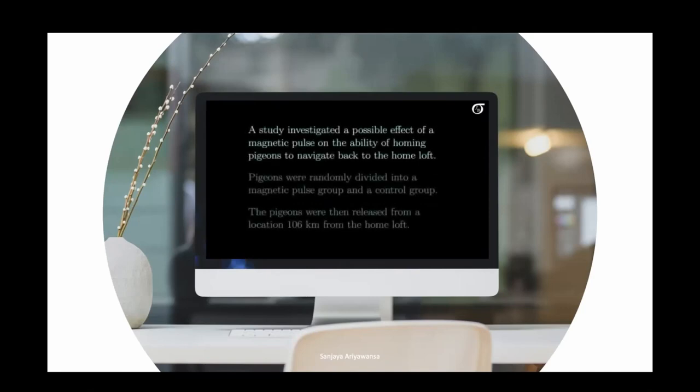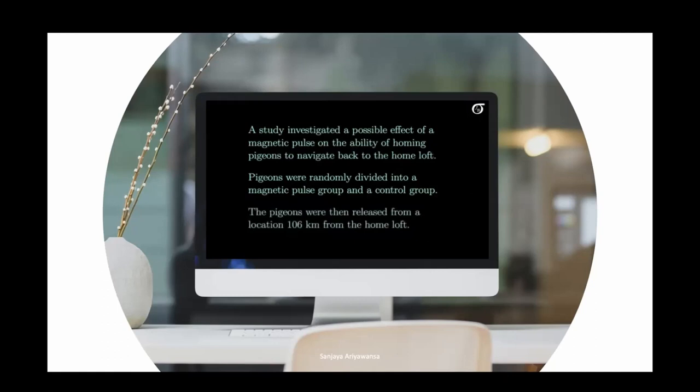A study investigated a possible effect of a magnetic pulse on the ability of homing pigeons to navigate back to the home loft. In the experiment, pigeons were randomly divided into a magnetic pulse group and a control group. Before being released, members of the magnetic pulse group received a strong magnetic pulse that was perpendicular to the Earth's magnetic field. The control group did not receive a magnetic pulse.